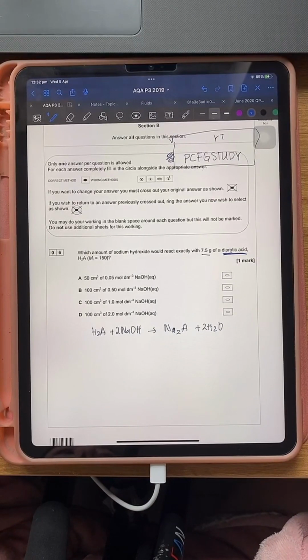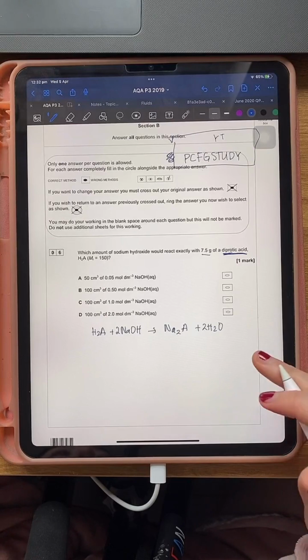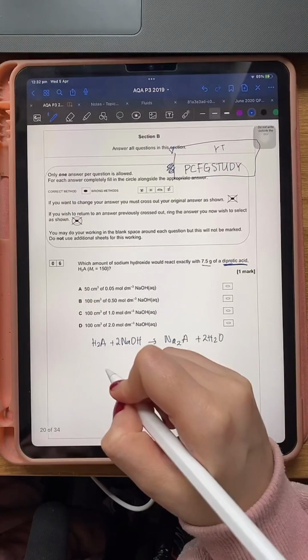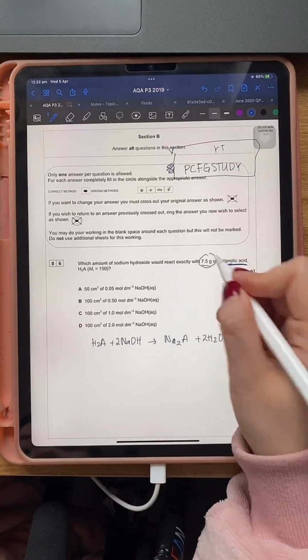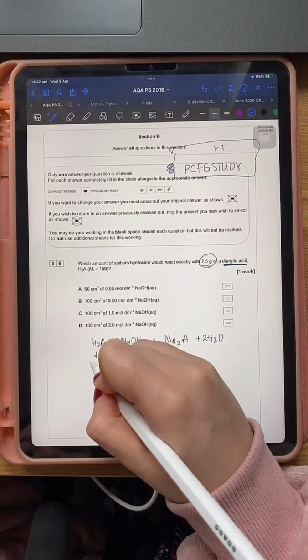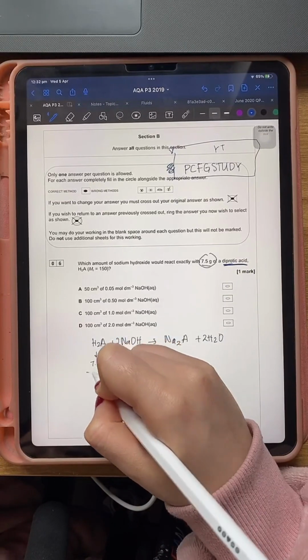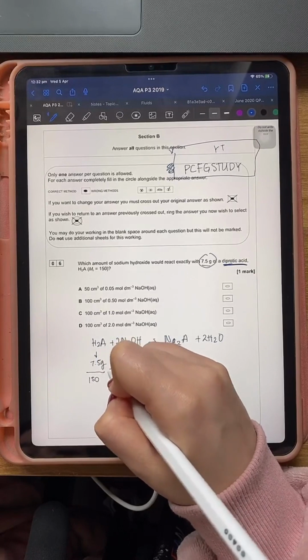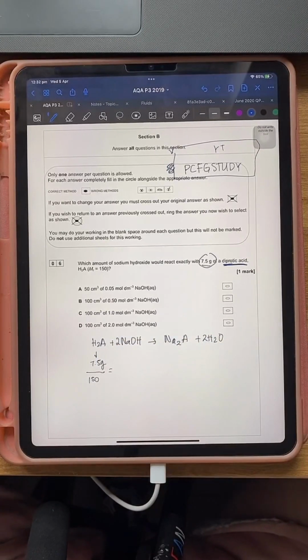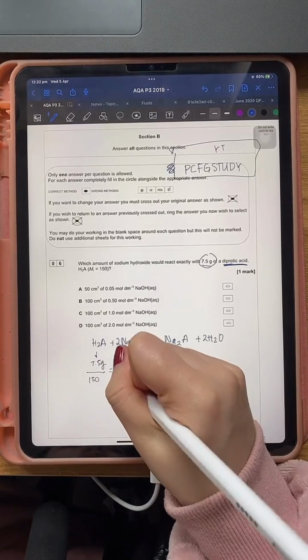So, we know that we have 7.5 grams of the acid, divided by the Mr 150, we get, what was it? I did this yesterday, so I have the calculations. 0.05. So it's 0.05 moles.